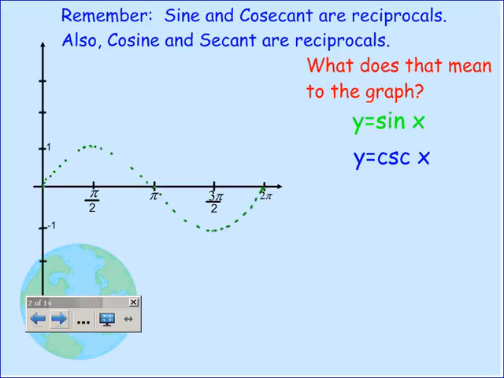So let's see. What is the reciprocal of 1? Here's the point 1 at pi over 2. What's the reciprocal of 1? 1 is the reciprocal of 1, so that point I just graphed in red belongs to the cosecant function. All right, let's go here to the minimum value at 3 pi over 2 at negative 1. What's the reciprocal of negative 1? The reciprocal of negative 1 is also itself, negative 1, so that point belongs to the cosecant.